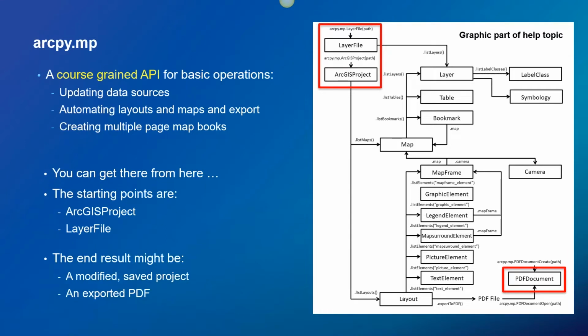Ultimately, what you're going to do is either save all the changes that you've performed on the particular objects, or perhaps you may not want to save any changes at all, but just export everything to PDF to get some final product.